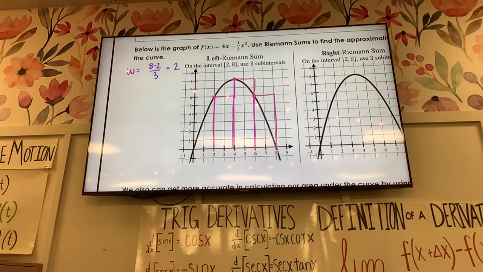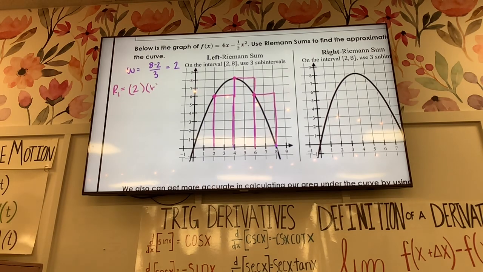So we are going to figure out the area of each one of these rectangles and we're going to add it together. So the first rectangle, base times height. The base, or the width, is a length of 2. And how tall is that first rectangle? 6. So the first rectangle is going to be 2 times 6, which is 12. The second rectangle is going to be still 2 times 8, which is 16. And then the third rectangle is going to be 2 times 6, which is 12 again.